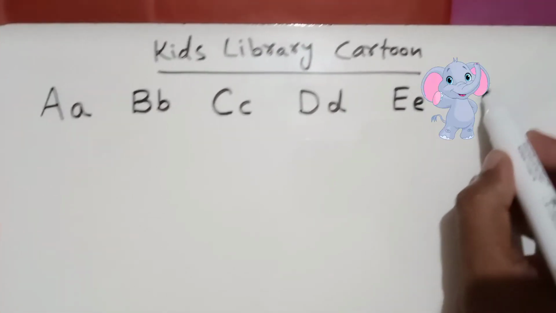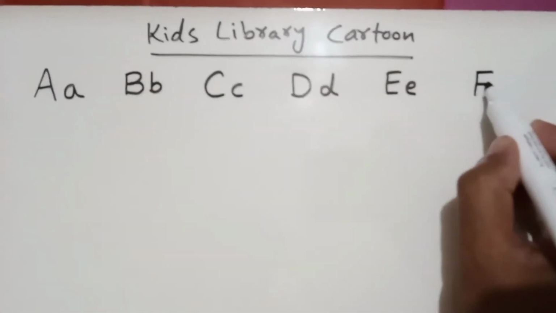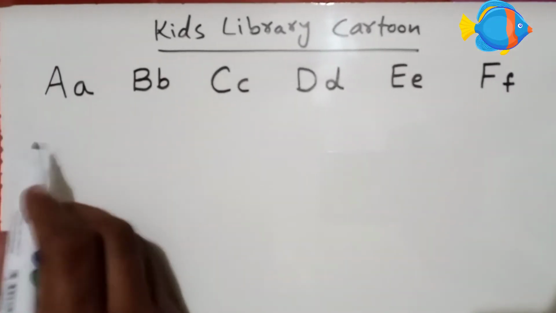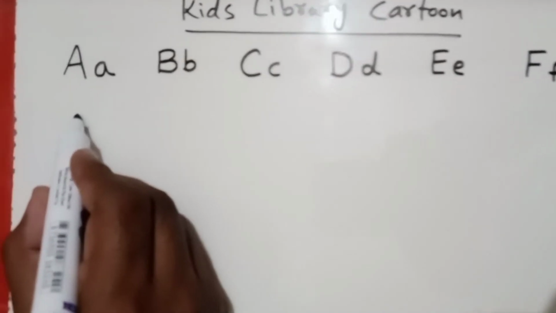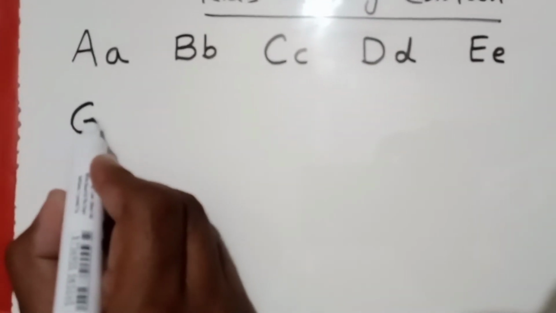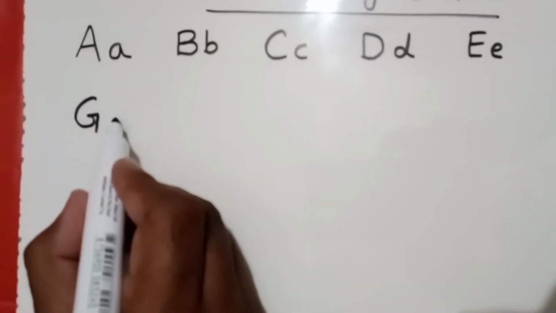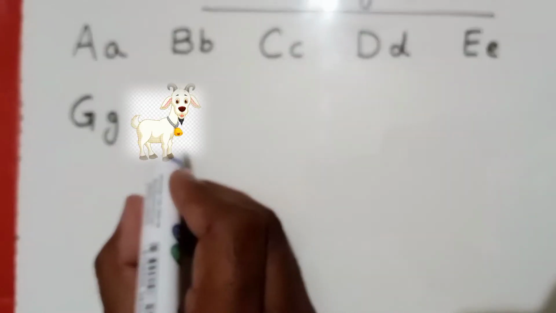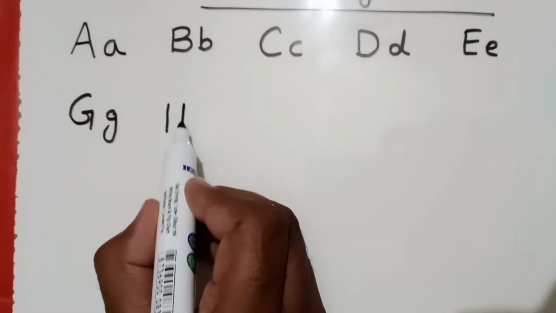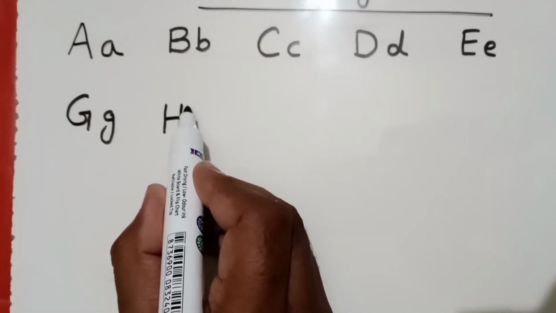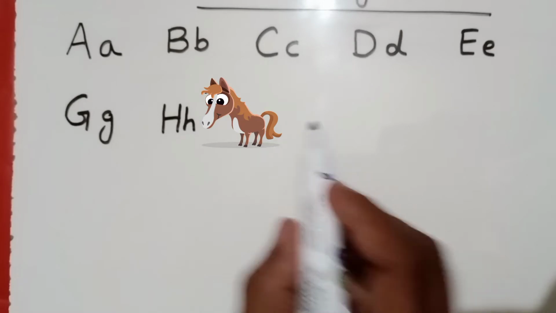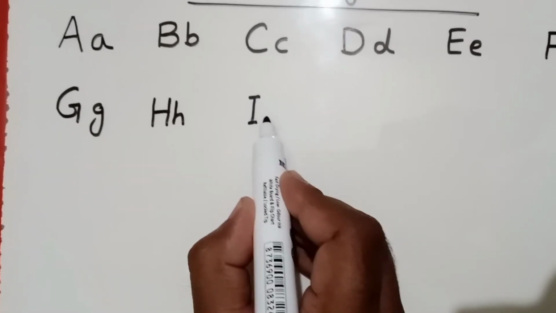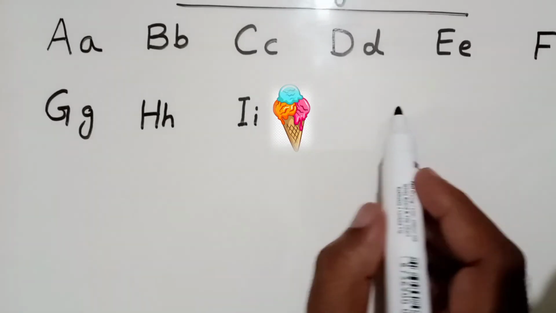E for elephant. F for fish. G for goat. H for horse. I for ice cream.